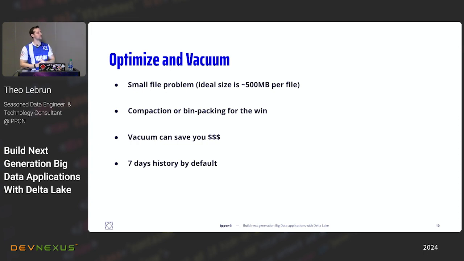Again, this is to save money on your storage price. I know storage is pretty cheap, but sometimes if you want to save money, you can just run vacuum and remove files that are older than 7 days. The big problem though, and you will see during the demo, is that if you try to go back to a previous version, especially if it was more than 7 days ago, it's not going to work, right? Because the Parquet files aren't there anymore.